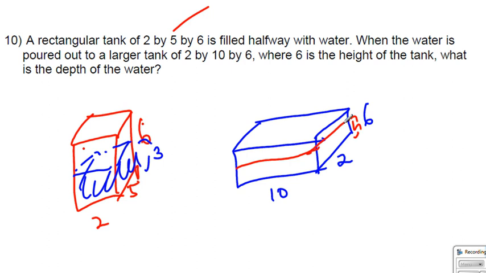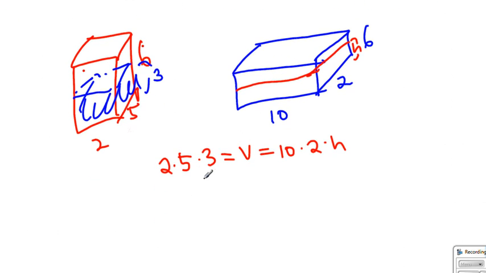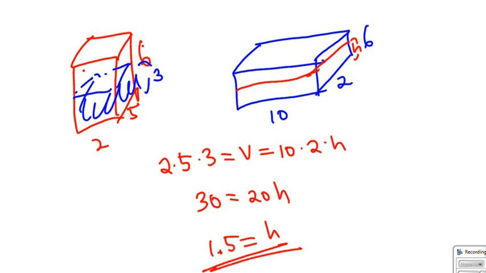What is the depth of the water? Then we can see that the volume has to be the same in either case. Volume of the water here becomes 2 times 5 times 3. That's the volume. But when you move it on to the new tank, the volume will still be the same. So therefore, we have 10 times 2 times h. Now, once you calculate this one, we'll end up getting 30 is equal to 20 h. H therefore is equal to 1.5. That becomes our final answer.